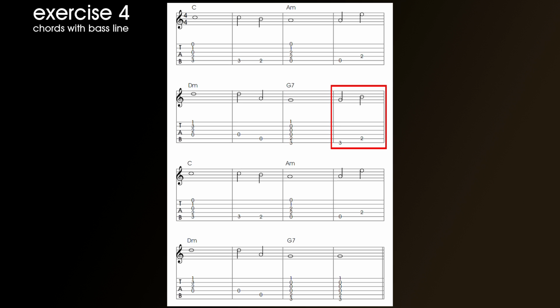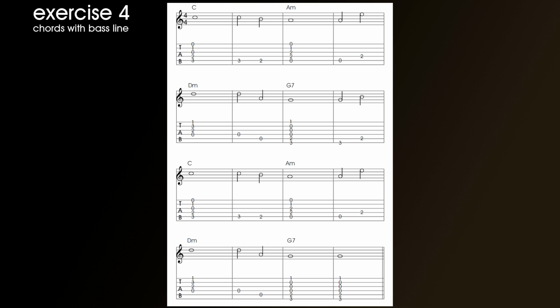And this is actually quite commonly done in music. So not only is it a useful exercise for learning to read music, but it's something you'll come across quite often if you keep playing the guitar for any length of time.